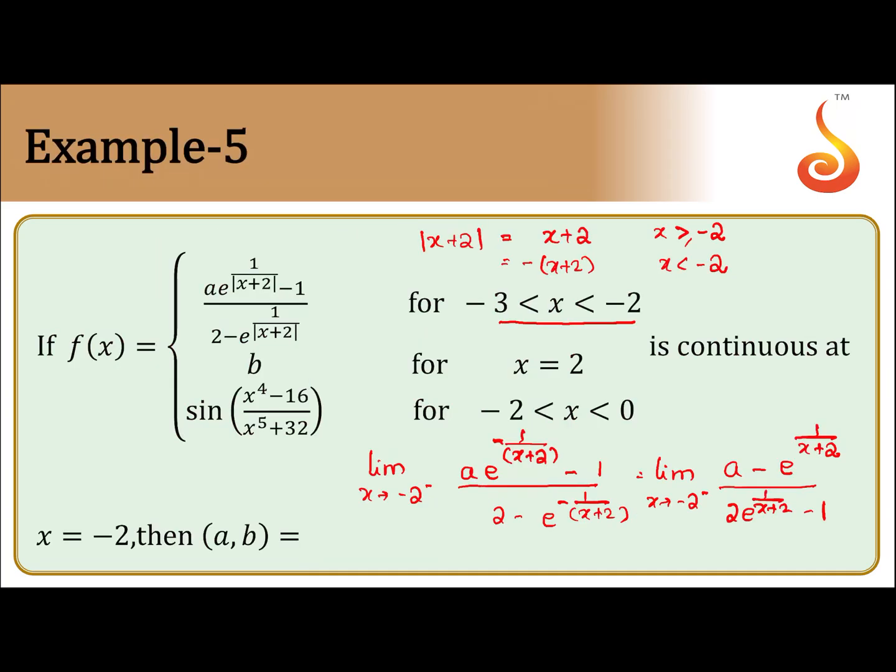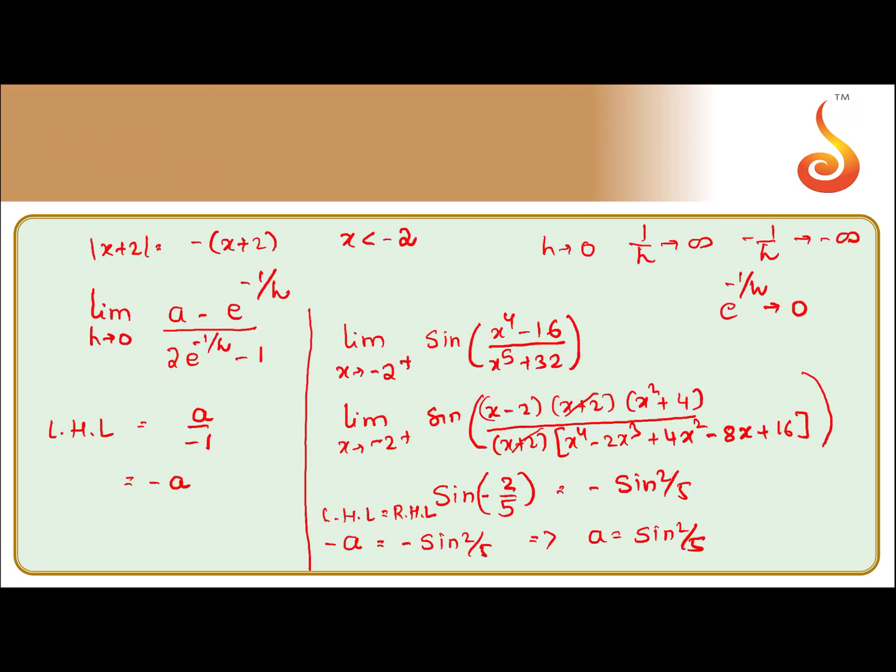So what we have to find out? We have to find a comma b. What is b? b is the value of the function. This is equal to b, value of the function. So therefore, b is equal to minus sine 2 by 5 and a equal to sine 2 by 5.